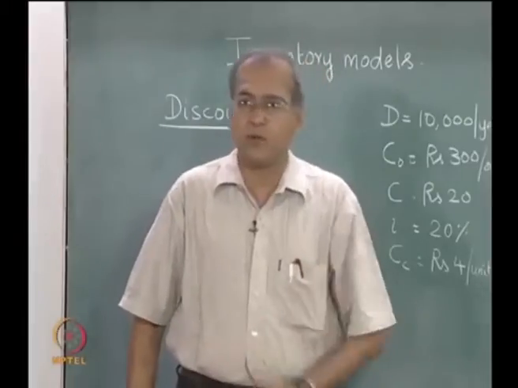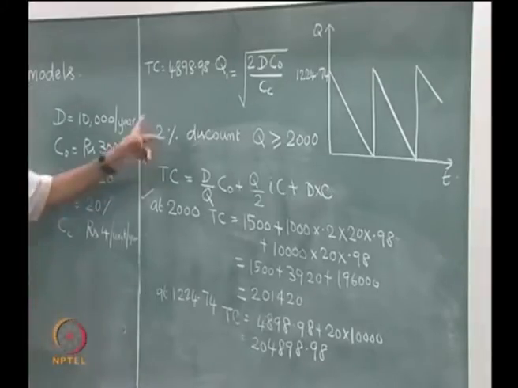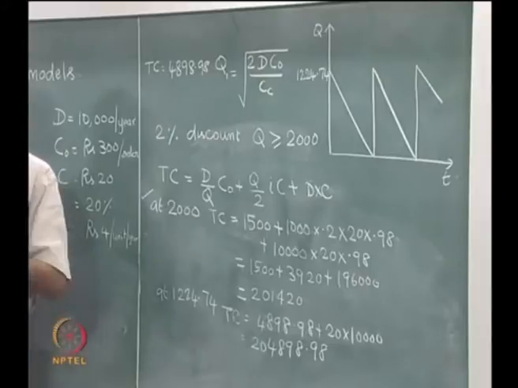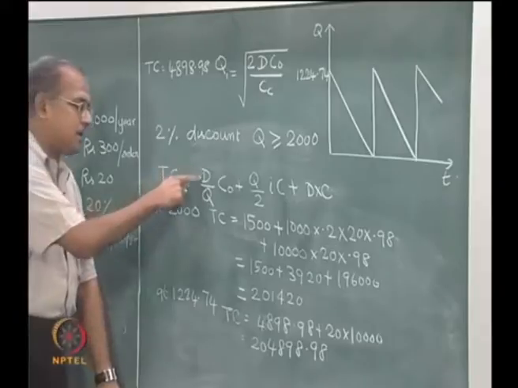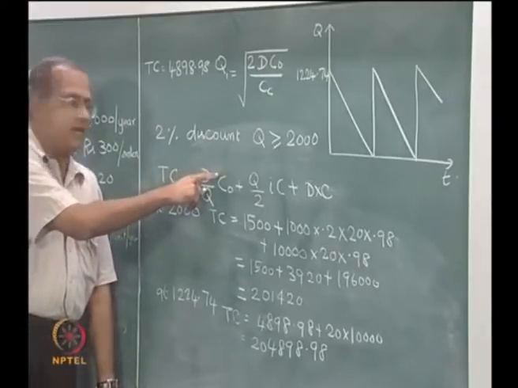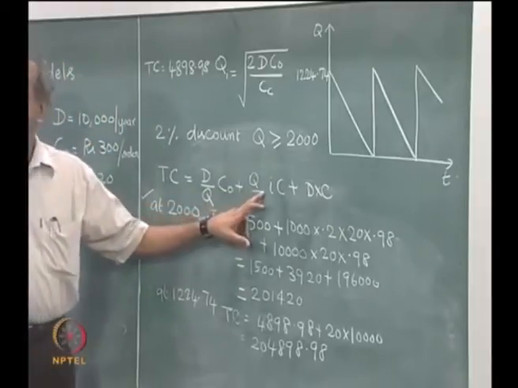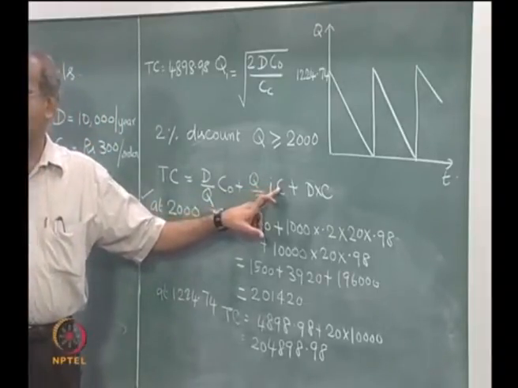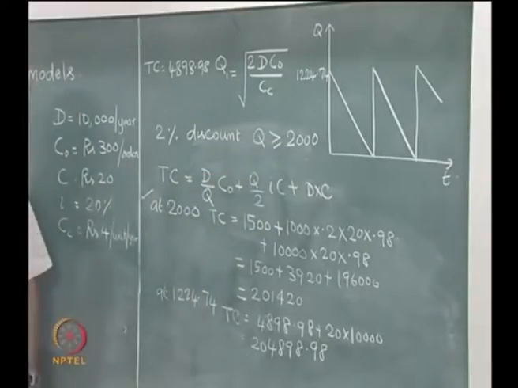Now, we have to answer another question, whether we will accept it at a quantity greater than 2000. For example, even at 3000 we will get that 2% discount. So, is it advantageous to avail it at a quantity of 3000? In order to do that, we should go back and do 10,000 by 3000 into 300 plus 3000 by 2 into 0.2 into 20 into 0.98 plus 10,000 into 20 into 0.98.